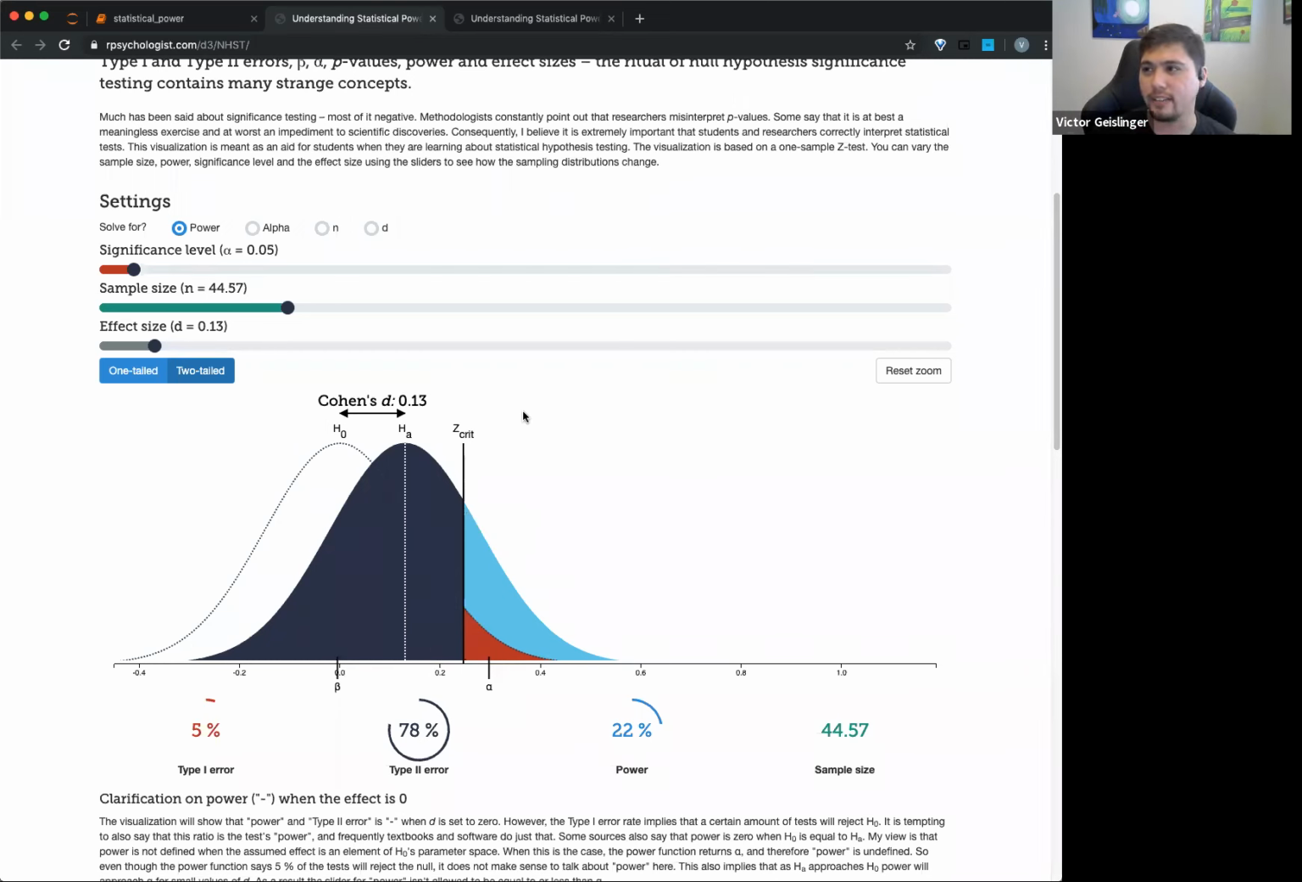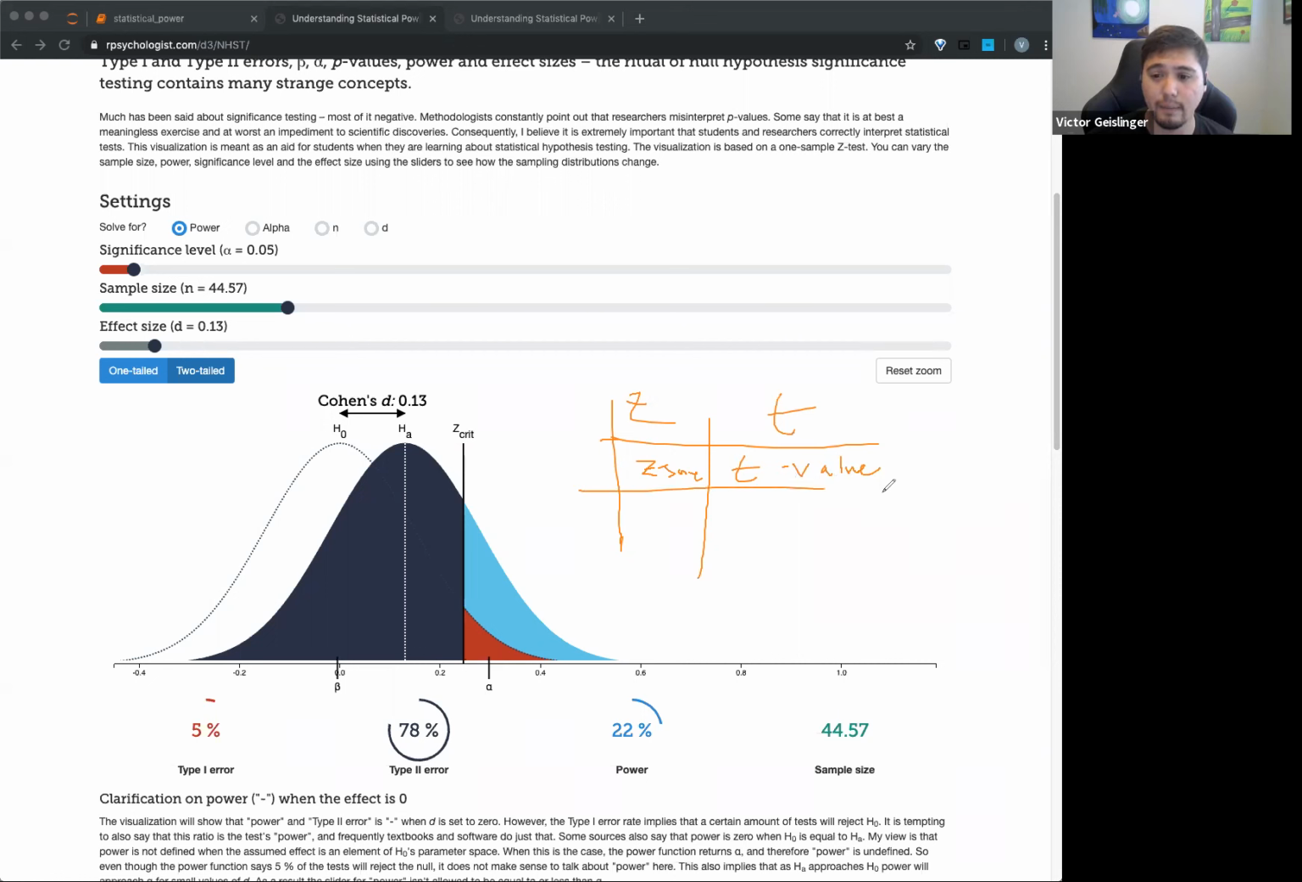Let's say this is z-tests, this is a Welch's t-test, and then these are the different values we talked about. We talked about the z-score, then we have something like the t value, and then the distribution shape. We know this would be a t distribution, and that depends on the degrees of freedom and so on. We have heavy tails and things like that. This would be a normal distribution.